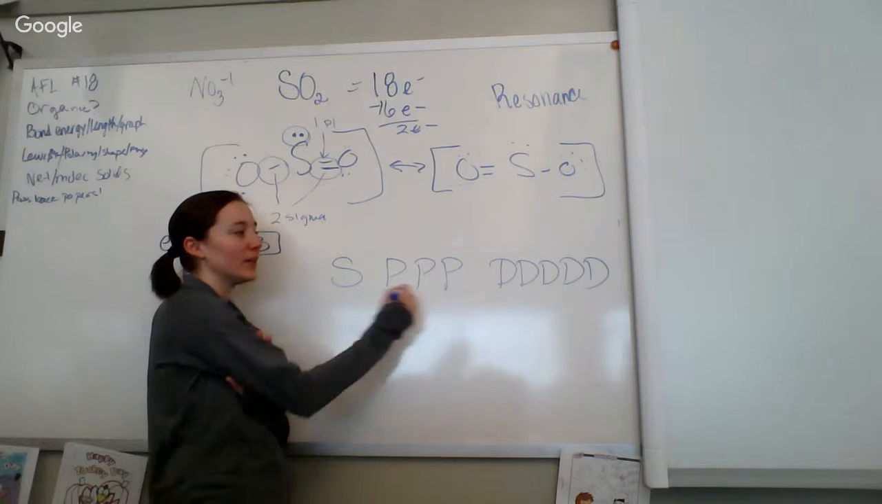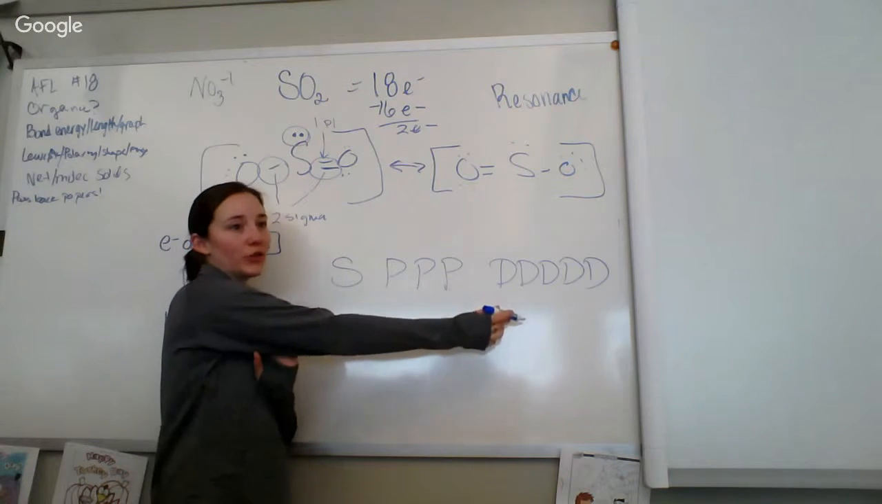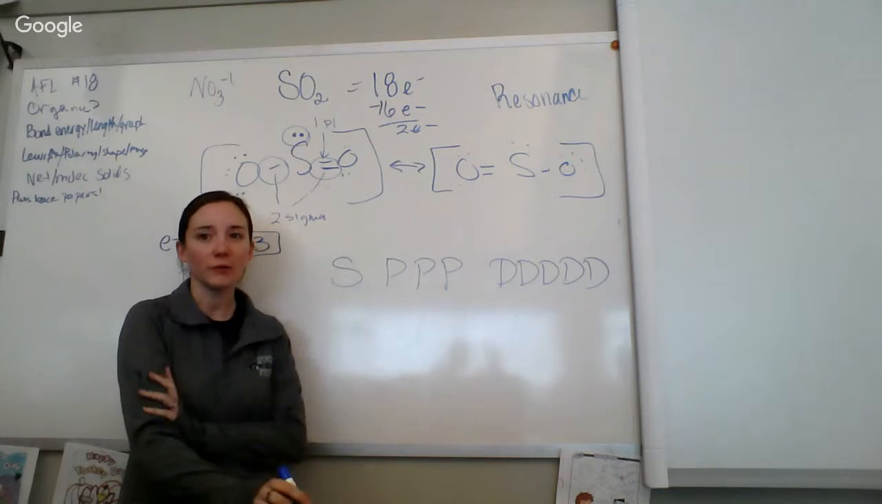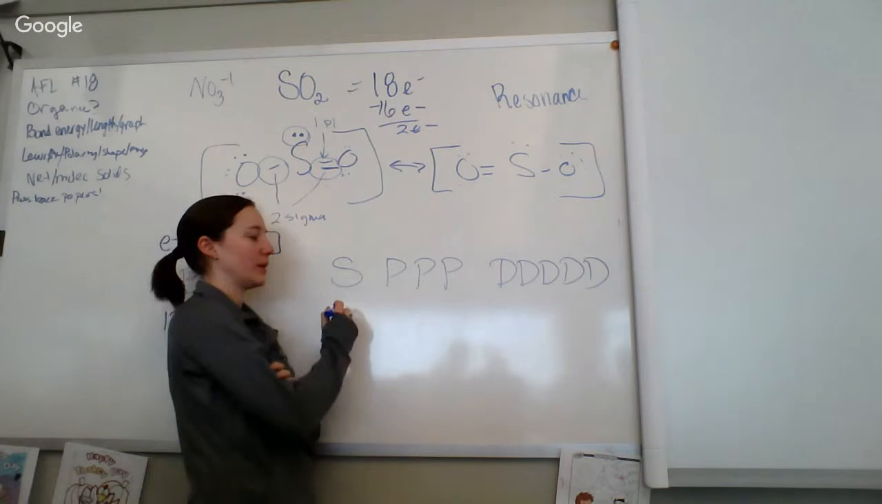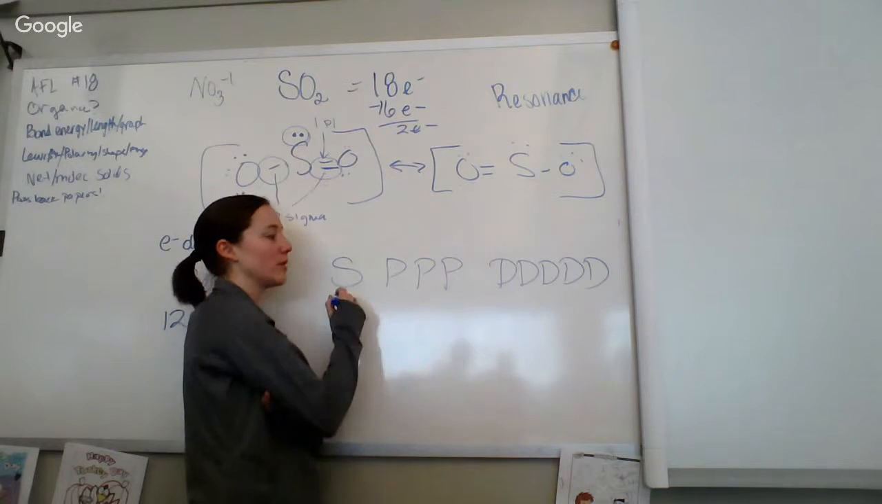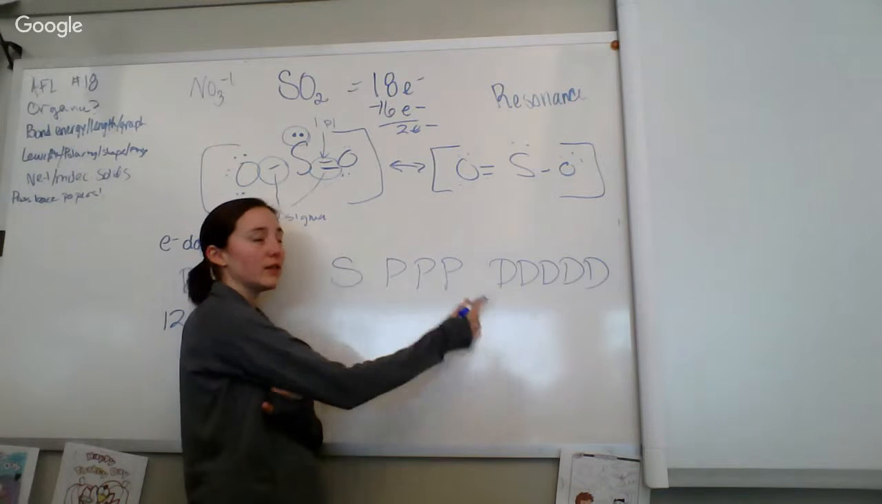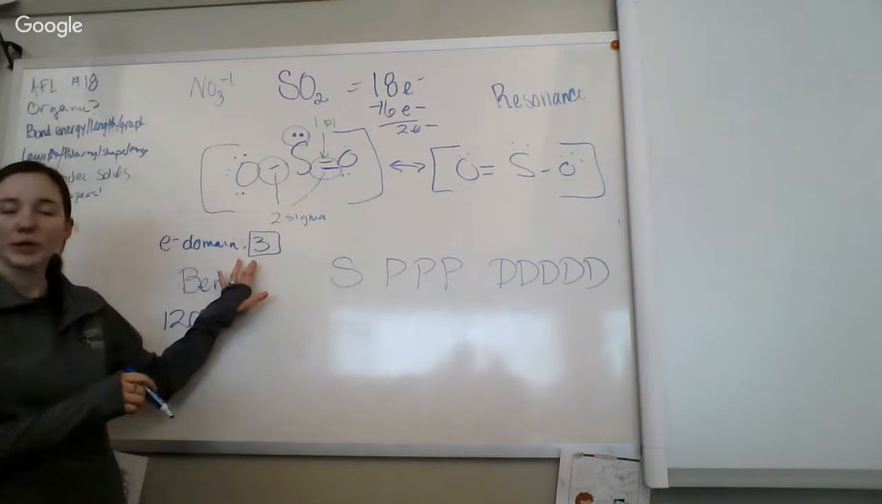So remember, in an energy level, you have 1 S, you have 3 Ps, you have 5 Ds. If that's shocking information to you, touch base with me later and I can explain that. But these are all from the same energy levels. So 1 S, 3 Ps, 5 Ds. And so there I have 3 electron domains.